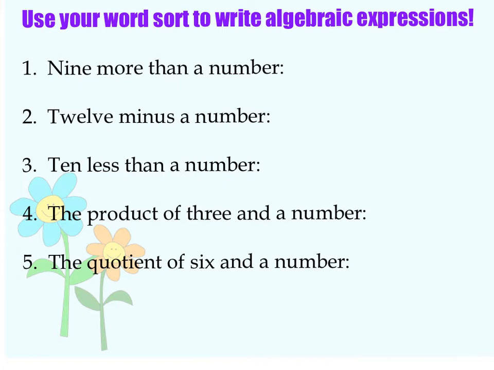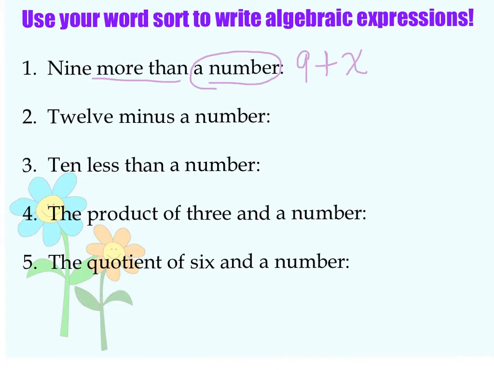Here's a couple examples. Number 1 says 9 more than a number. So what that means is we want to go ahead and write an expression, and we just read it from left to right. It says 9, so we're going to have a 9 in our answer. And then the words more than indicate addition. And then when it says a number, we're not actually picking a number, but we're going to use a variable in order to represent that number, such as x.